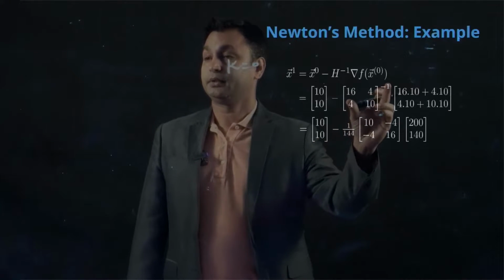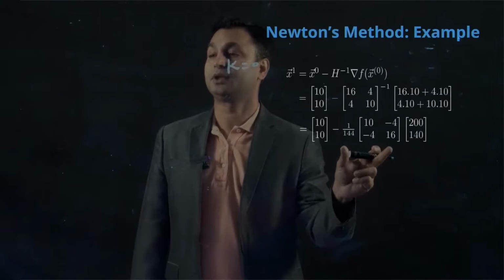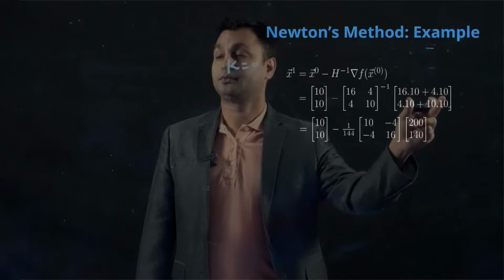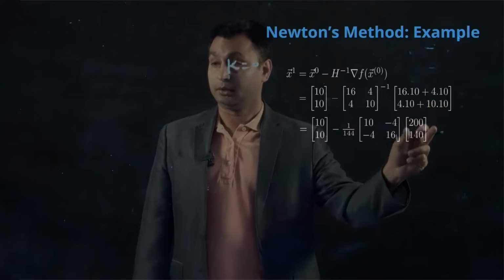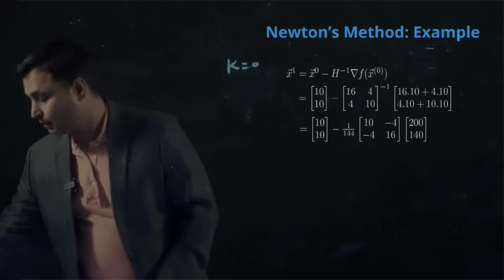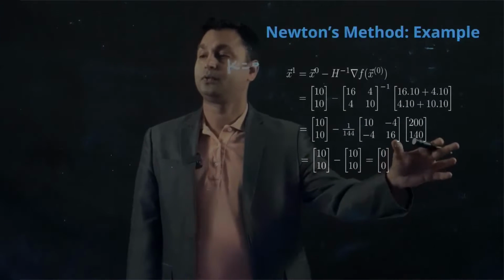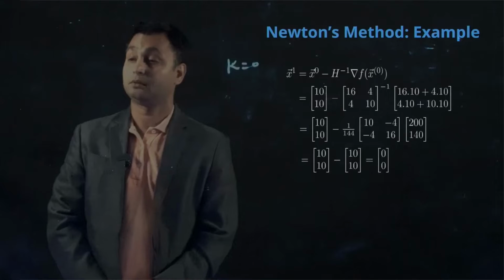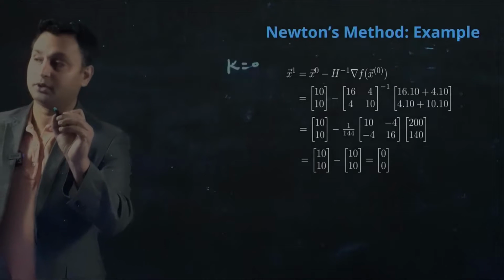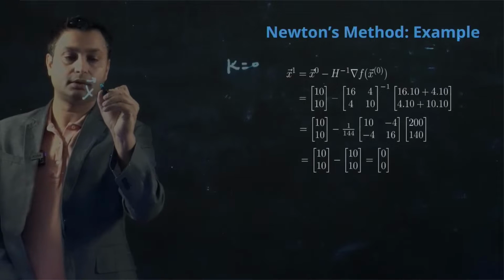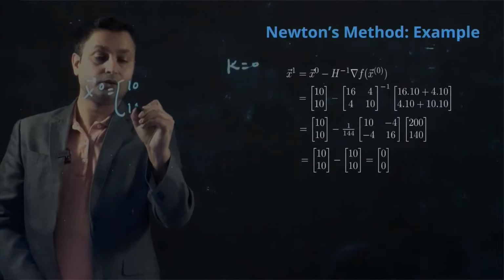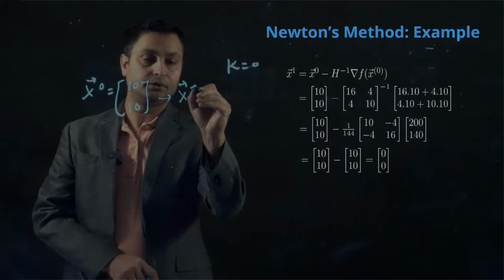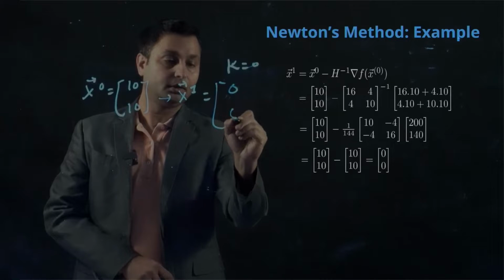We'll take the inverse of this, and the inverse will come out to be 1 by 44 times this matrix. Then if you simplify this, this is 160 plus 40, so 200, and 40 plus 100, that's 140. We now club this and further simplify the equation. If you multiply all this together, this comes out to be 10, 10, minus 10, 10. So the resultant x1 is 0, 0. So from the initial solution x0 equal to 10, 10, using Newton's approach in the first iteration, we have come to a solution x1, which is essentially 0, 0.